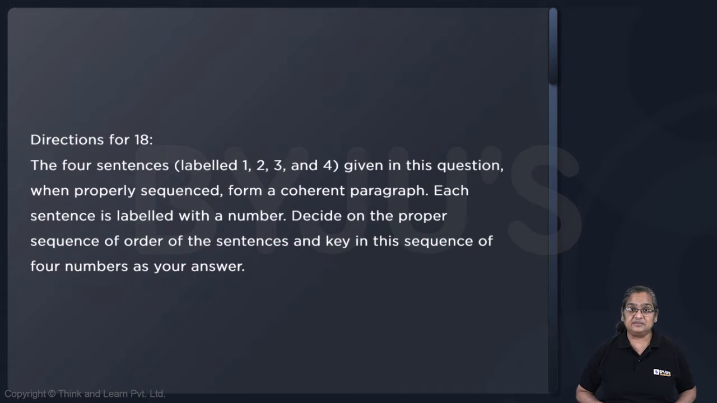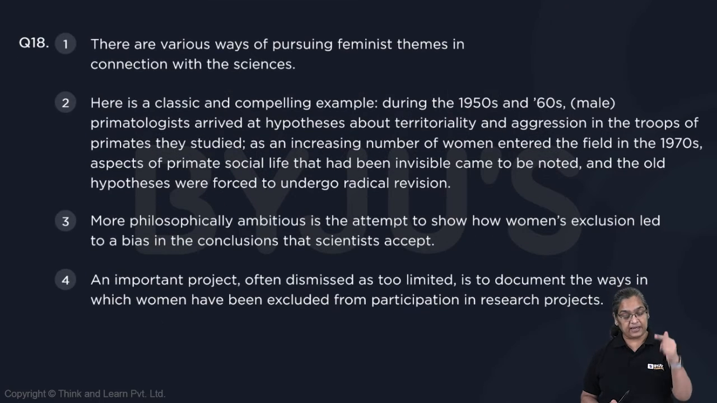Question 18. This is a parajumble. 4 sentences, 1, 2, 3, 4 are given, which when properly sequenced form a coherent paragraph. Decide on the correct order of the sentences. You're not given options. As in ABCD, DCB is not given. You have to type in your own answers. There's no minus marking, but you get a huge bonus if you get it right.